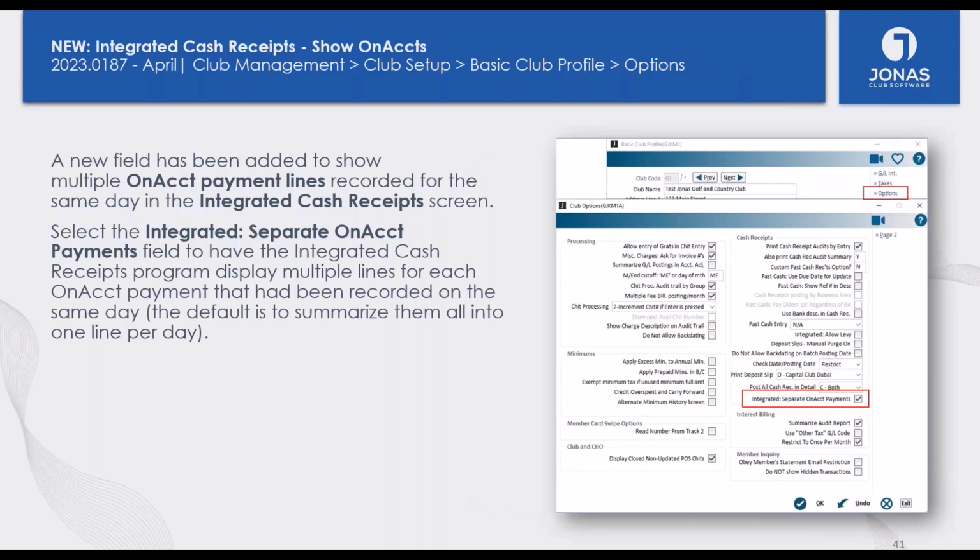Next up, an option to integrated cash receipts. We've done an enhancement here to actually separate multiple on-account payments for the same day. So if you're not familiar with what an on-account payment is, it's basically like a floating credit on a member's account. Maybe it didn't have a charge to apply to at the time. So there's basically one row that says on account and then has a balance on it. The enhancement we've done here is actually to display multiple lines for the same day, whereas in the past it would actually default to summarizing that total per day.